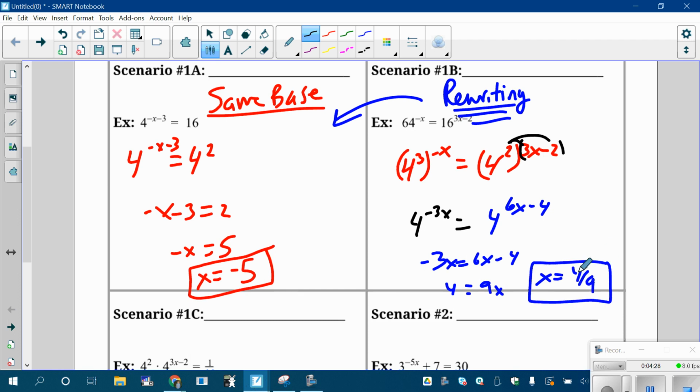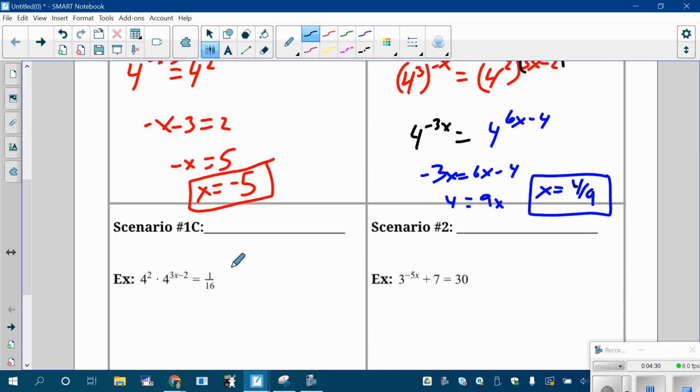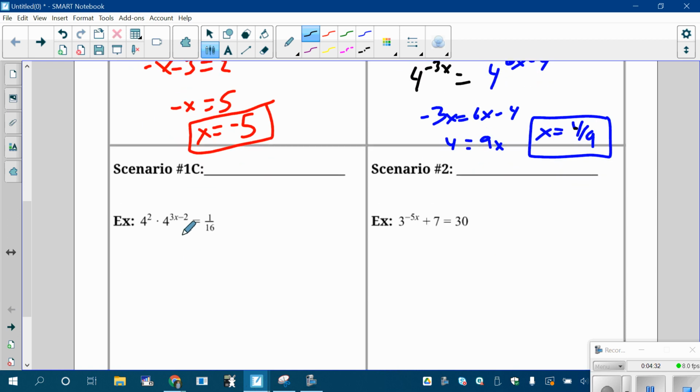Okay. Last one here, similar. I'm going to be able to make this into same base, oh yeah. Got to be a little more careful here with my exponent properties. Why don't you pause and try and get it to be 4 to some power equals 4 to some power. Get both sides to have the same base. Pause and give that a try.